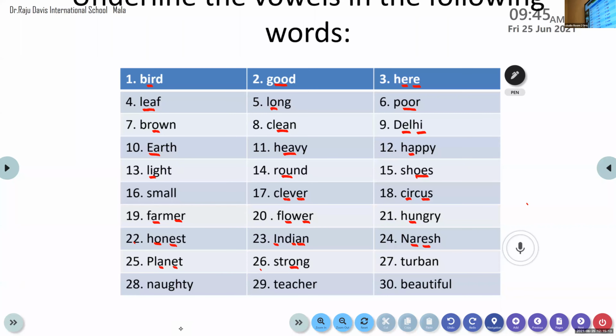Read the 27th word. Turban. Very good. Turban means what? Have you not seen people tying a cloth around their head? That is known as a turban. Okay. So, could you tell me how many vowel letters are there in the word turban? Yes. What are they? U and A. Very good. Ananya, very good.